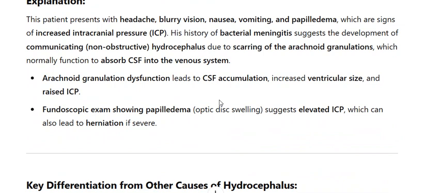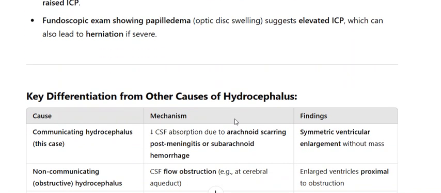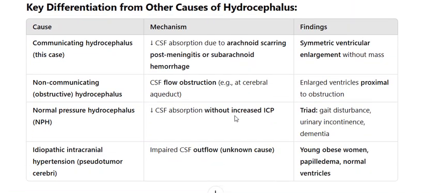Key differentiation from other causes of hydrocephalus. Communicating hydrocephalus, as in this case, results from impaired CSF absorption due to arachnoid scarring post-meningitis or subarachnoid hemorrhage, with papilledema. Non-communicating obstructive hydrocephalus shows symmetric ventricular enlargement without mass, due to CSF flow obstruction, e.g. at the cerebral aqueduct, with enlarged ventricles proximal to the obstruction.